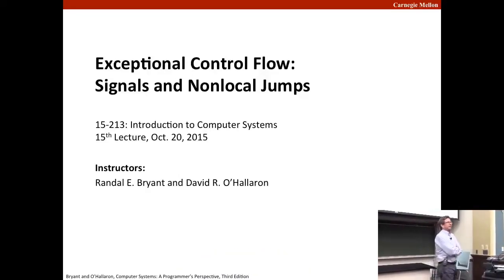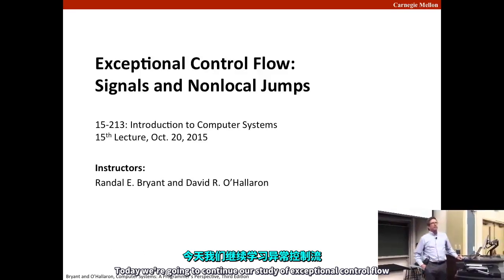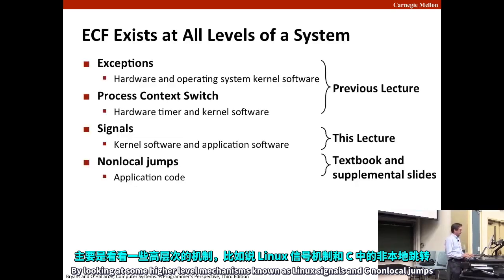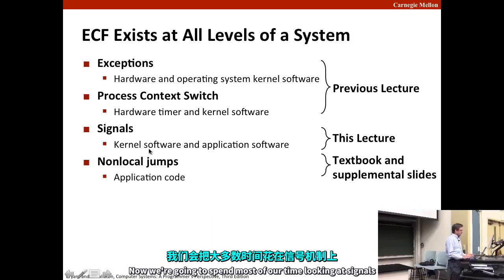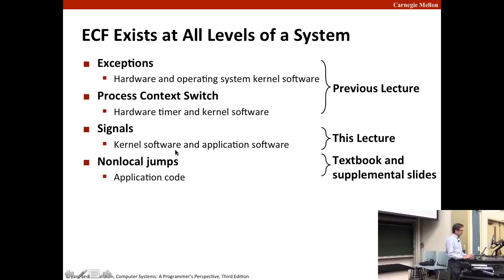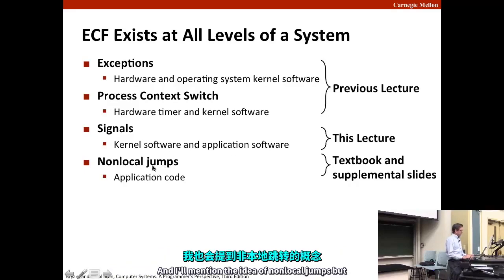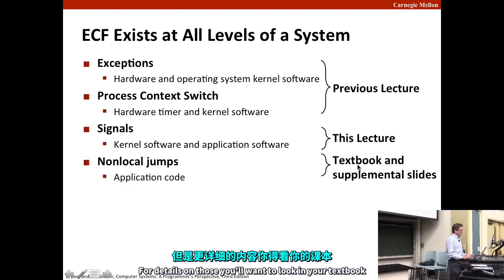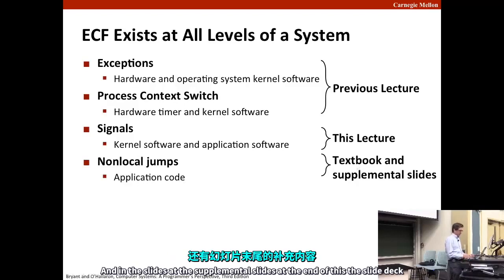Good to see you. Today we're going to continue our study of exceptional control flow by looking at some higher level mechanisms known as Linux signals and C non-local jumps. Now, we're going to spend most of our time looking at signals because they have a lot of subtleties. The semantics can be kind of confusing. So we're going to spend most of our time there. And I'll mention the idea of non-local jumps, but for details on those, you'll want to look in your textbook and in the supplemental slides at the end of this slide deck.